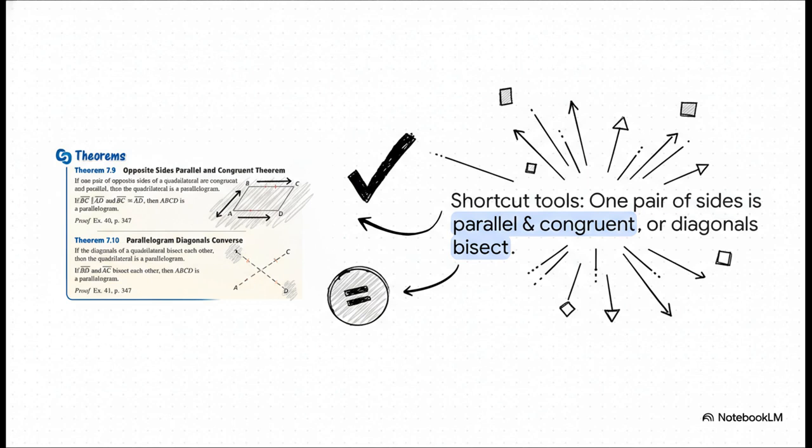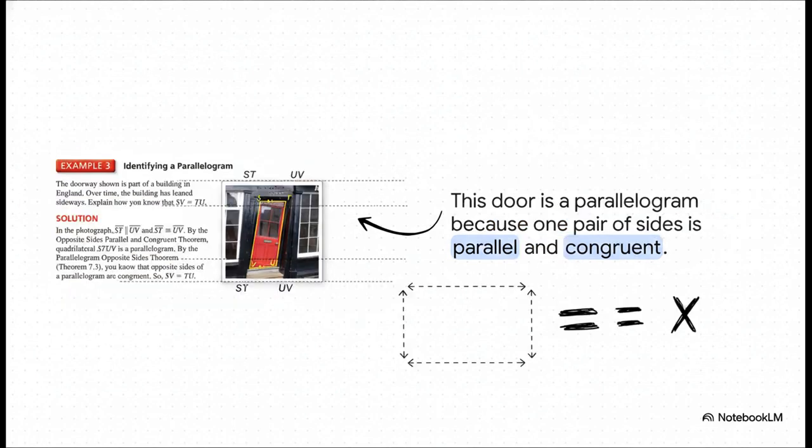If the diagonals of a shape cut each other into two equal halves, if they bisect each other, then that shape has to be a parallelogram. And check this out. This is a perfect real-world example of that shortcut. This old doorway in England is leaning, right?